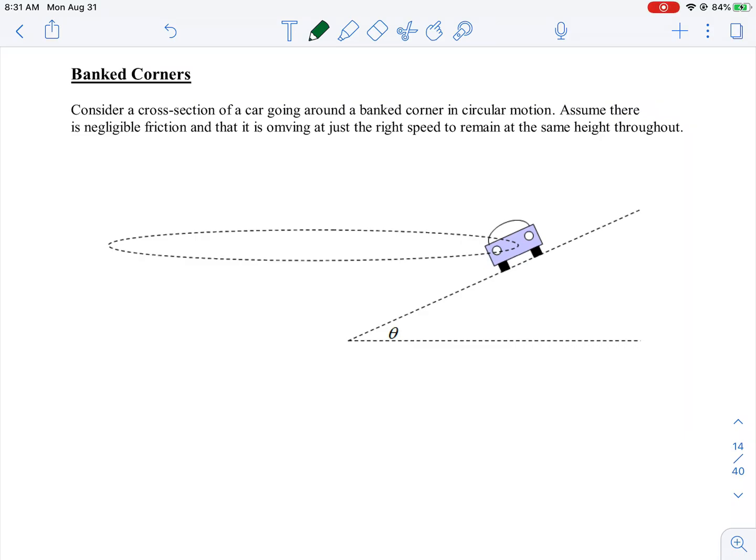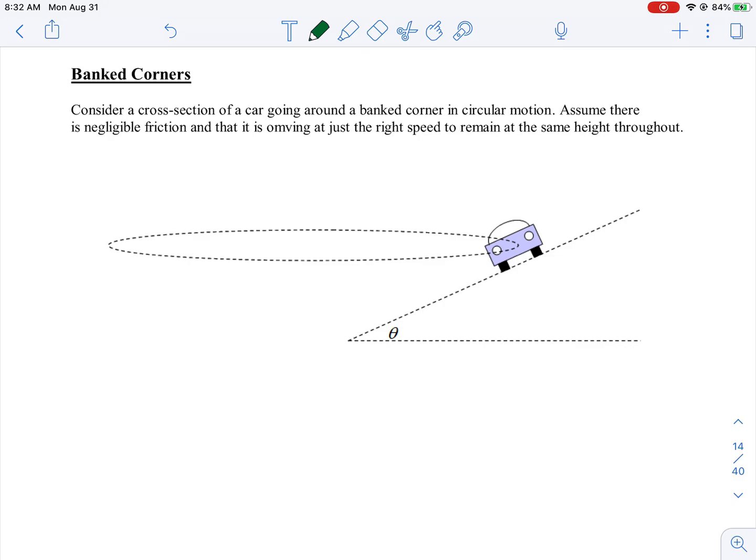Okay, so now we're going to take on an excellence level topic here for Physics 20 with banked corners. So a car going around a banked corner. And what you're seeing in the diagram here is sort of a cross section of it going around this circle. And it's a horizontal circle, as you can see. And you're just looking at the front of the car. It's coming straight out at you. And there's the angle of that banked corner, theta.